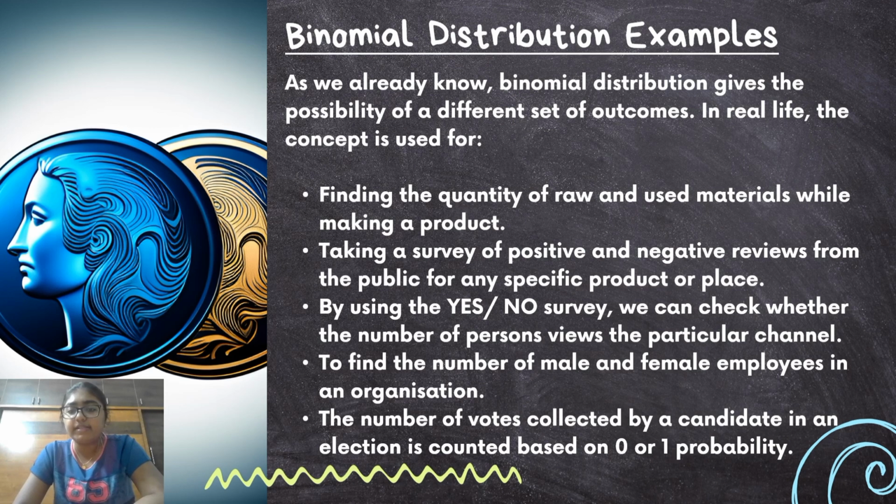Binomial distribution examples. As we already know, binomial distribution gives the possibility of a different set of outcomes. In real life, the concept is used for finding the quantity of raw and used materials while making a product, and taking a survey of positive and negative reviews from the public for any specific product or place. By using a yes or no survey, we can check whether a number of persons view a particular channel. It is also used to find the number of male and female employees in an organization, and the number of votes collected by a candidate in an election is counted based on 0 or 1 probability.